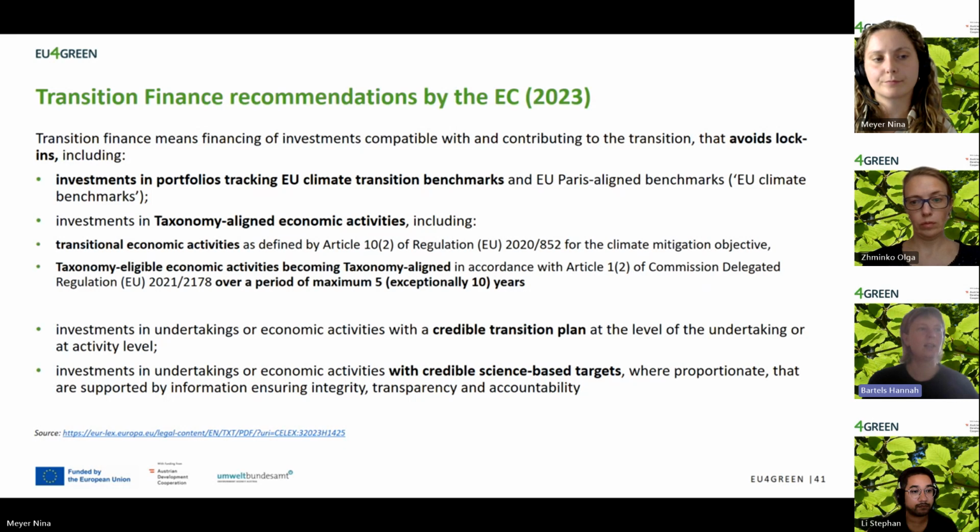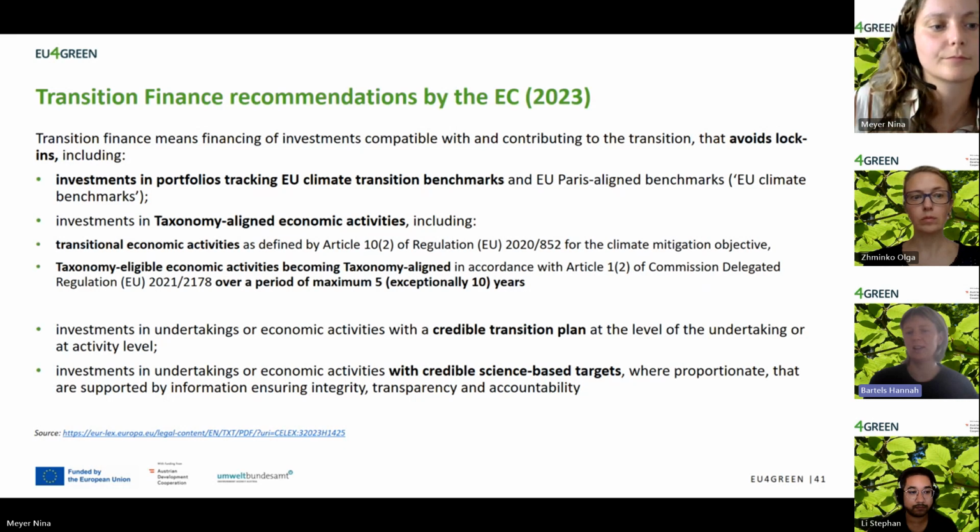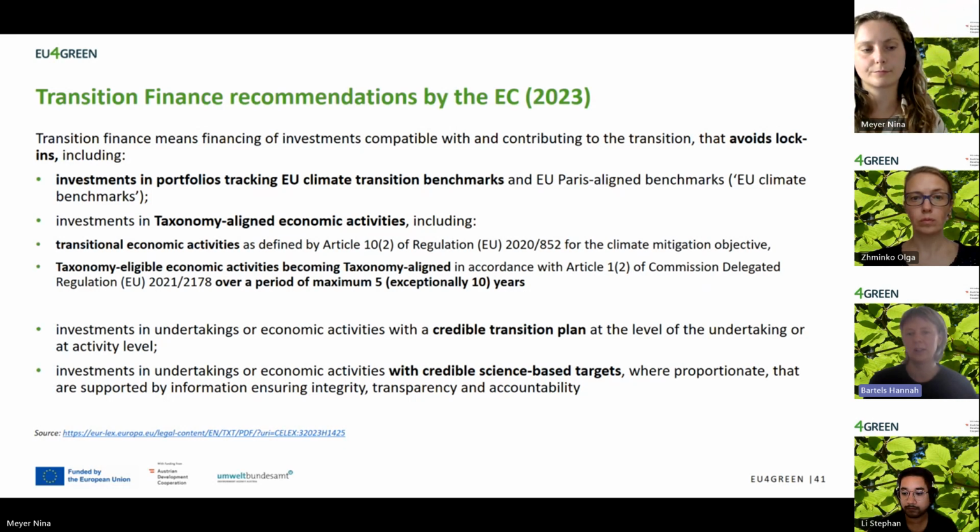We don't yet have in place proper regulations, as Nina introduced in the first part on green finance, where we already have binding laws, etc., on what is considered green finance. But we only have these recommendations by the European Commission in place that were published in 2023. And there we see that the Commission defines transition finance as the financing of investments that are compatible with the transition, which makes sense, as well as avoids lock-ins.